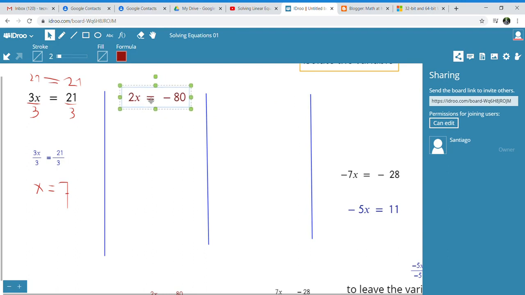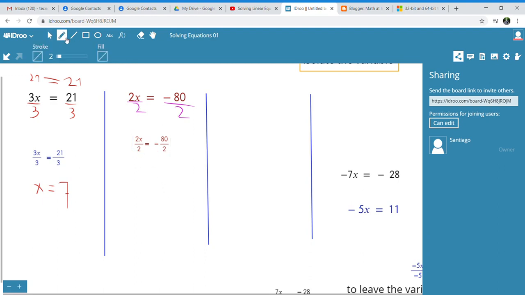This one, for example. Now, what is the number you have to use to divide by to get the variable alone? It is 2, right? Because when you divide this by 2, you get 2x divided by 2, you get x, right? And then you have to divide this by 2. You have equivalent equations: 2x divided by 2 and negative 80 divided by 2.